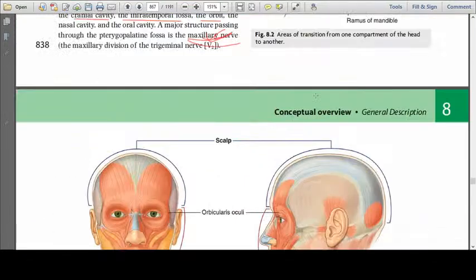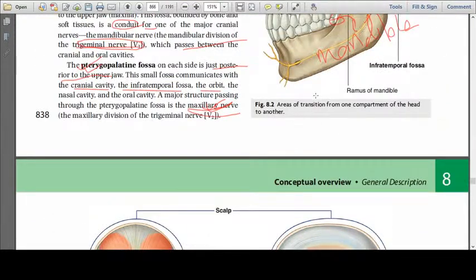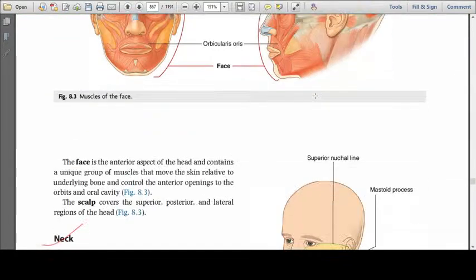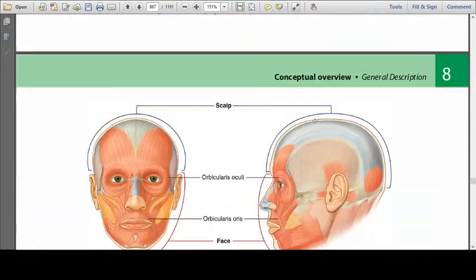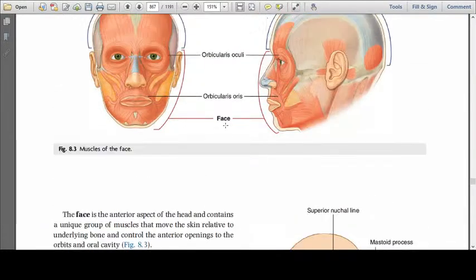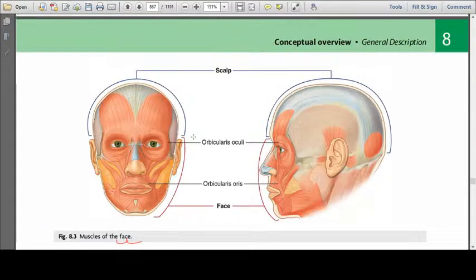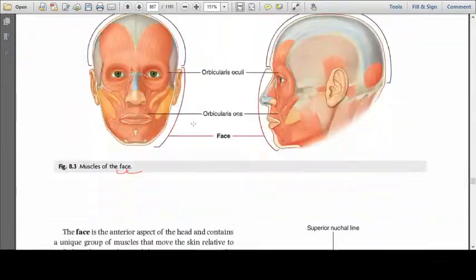So we studied the infratemporal fossa and pterygoid fossa, and the contents they consist of. Now let's go to the face. These are the muscles of the face. Which is not important, I guess, but yeah.